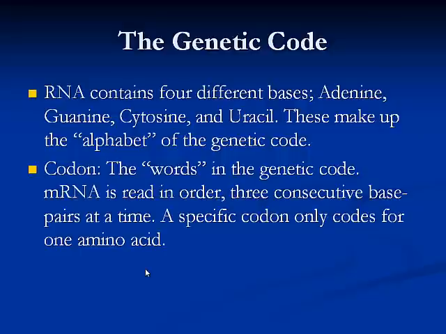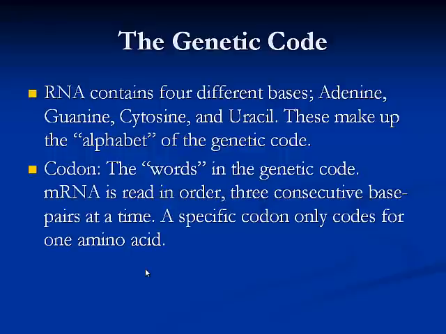The genetic code. RNA contains 4 different bases, as previously discussed: adenine, guanine, cytosine, and uracil. These make up the basic alphabet of the genetic code. If you were thinking of the genetic code as a language, these would be the letters. The codon would be the words of the genetic code.